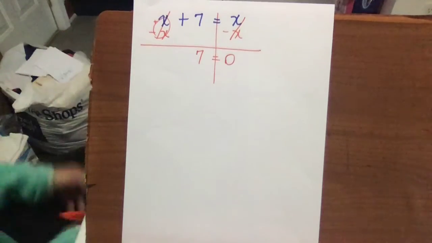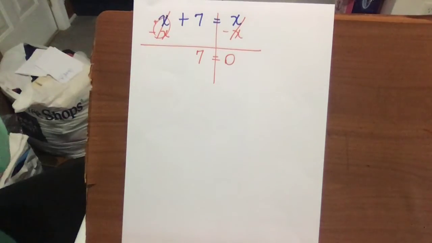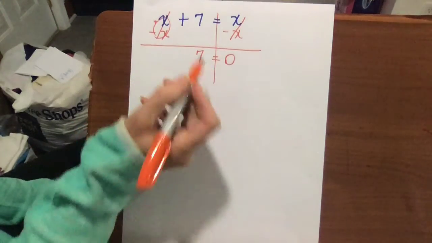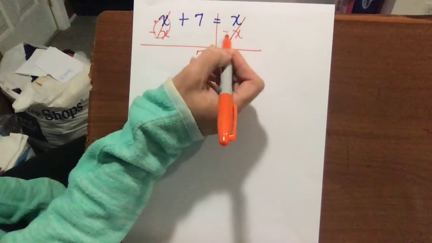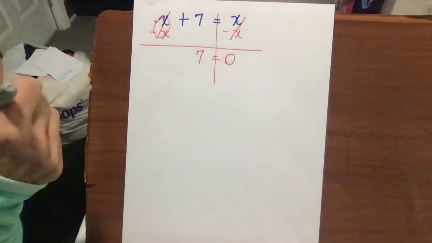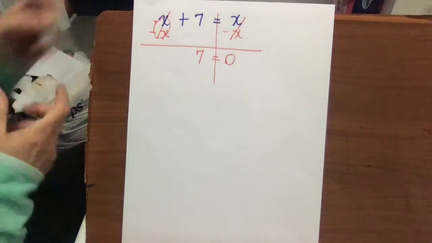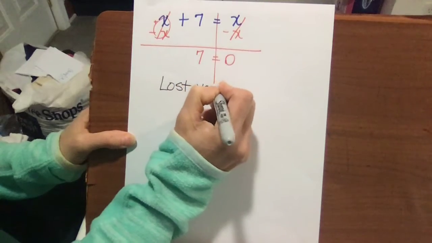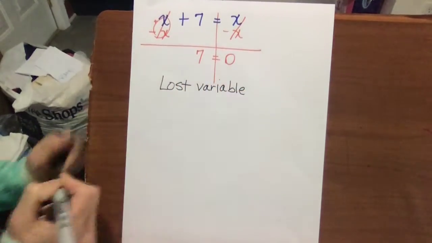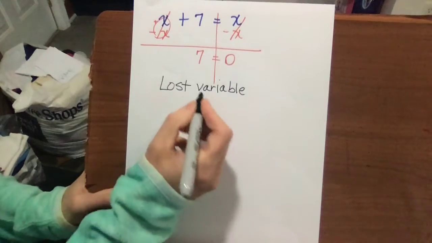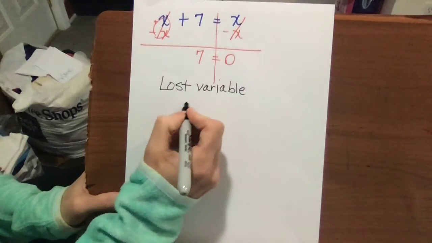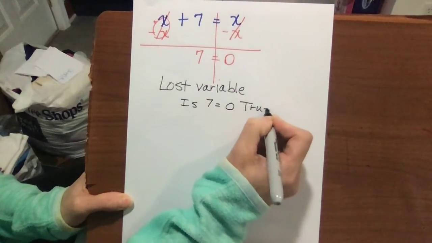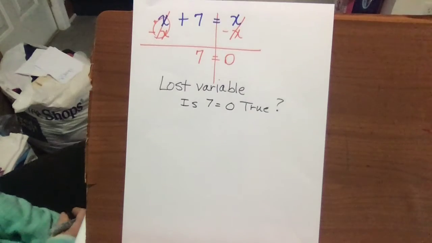But you have to write a 0 down because you can't have nothing on the left-hand side or the right-hand side. You have to have something written. So 7 comes down here, and x minus x is 0 here. And then we're stuck, because what's happened is we have lost our variable. When we lose our variable, we have to ask the question: is what we have left true? Is 7 equals 0 true?